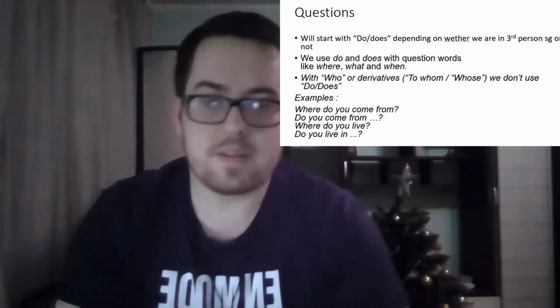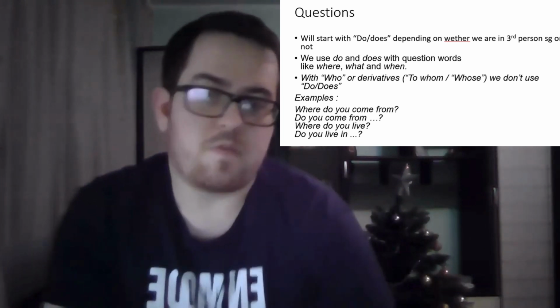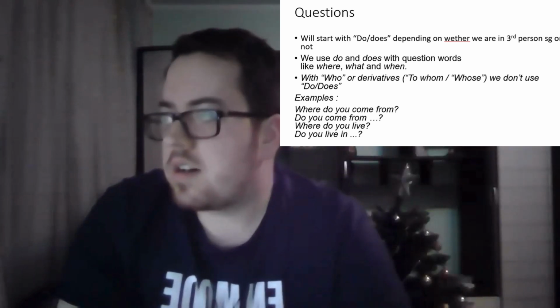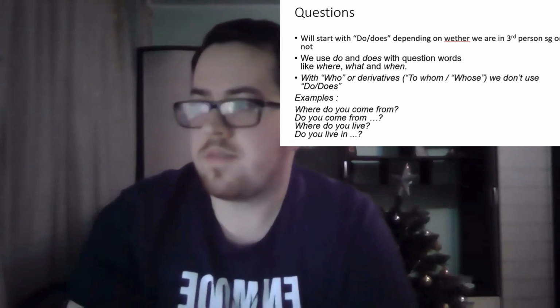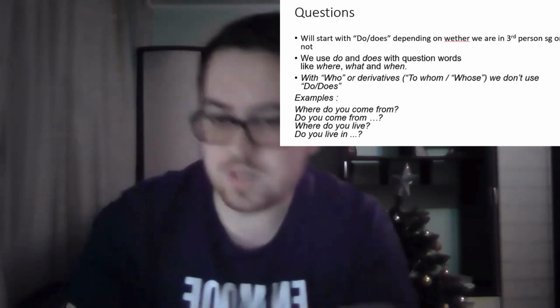So if someone asks you, where do you come from? You're going to say, I come from Romania for myself. Also, with who or derivatives like whom or whose, we don't use do or does, we use directly the verb.